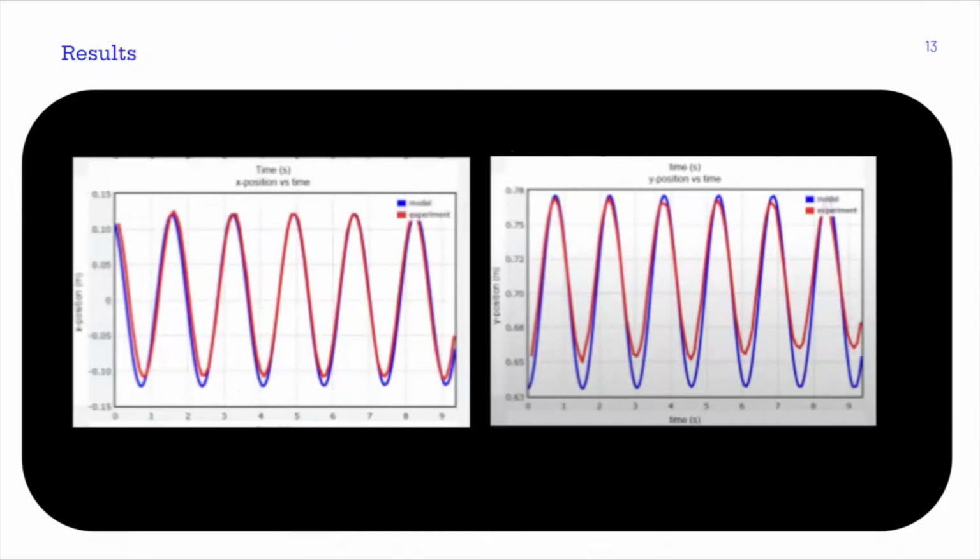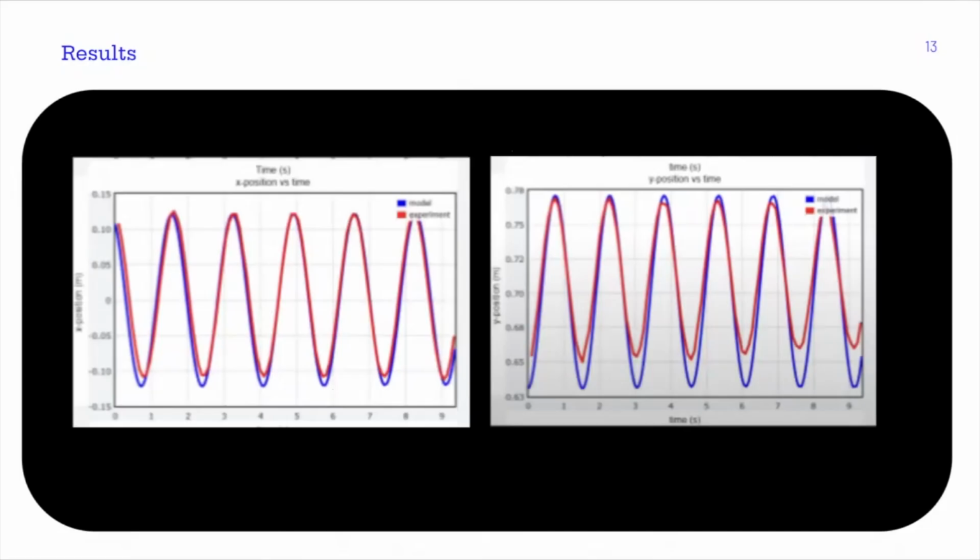Here, we're comparing the motion from our computational model to the actual motion from the Tracker video. So on the left, we can see the X position over time. The model and experimental data follow a similar pattern, but there are small differences in amplitude and timing.